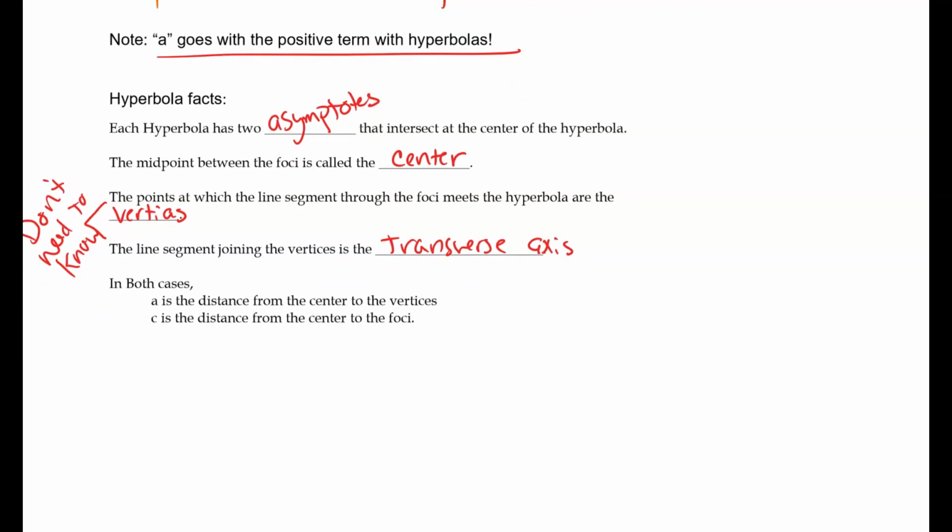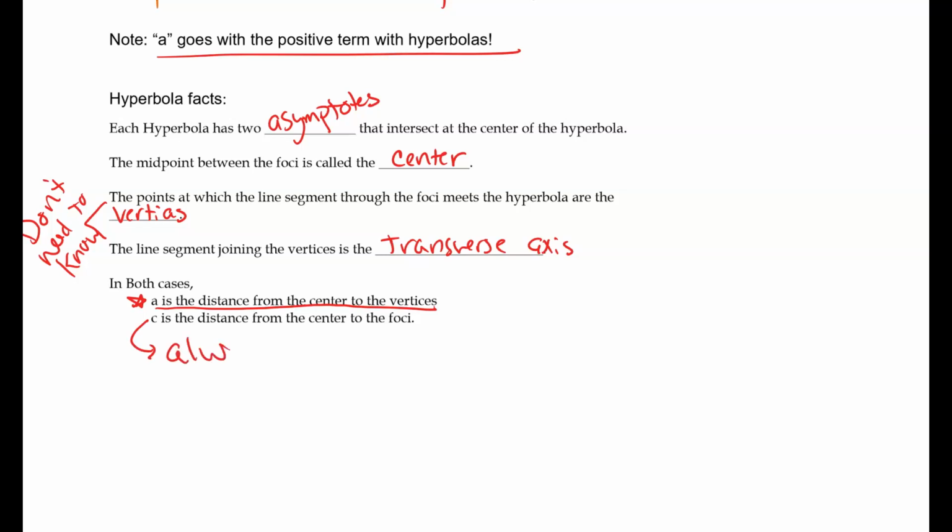Also, this is huge right here. a is the distance from the center to the vertices. And how do I know which direction to go, either up, down, or right, left, to the vertices? It's based off of where a is located. It's always underneath the positive value that is being squared. So if it's underneath the y, you're going to go up or down. If it's underneath an x, then it's going to go left, right. And c is the distance to the foci. And so here's the cool thing.